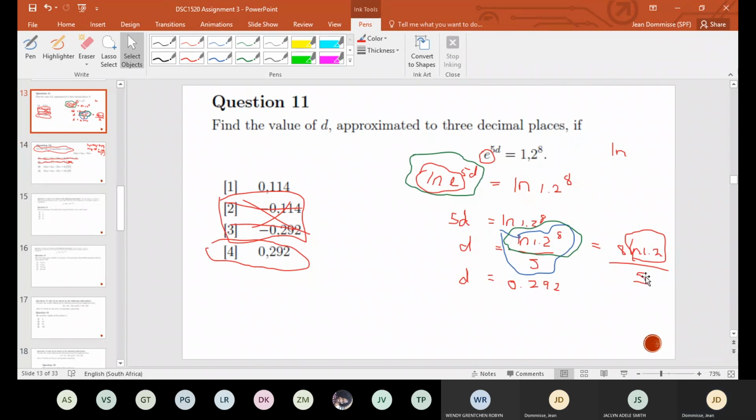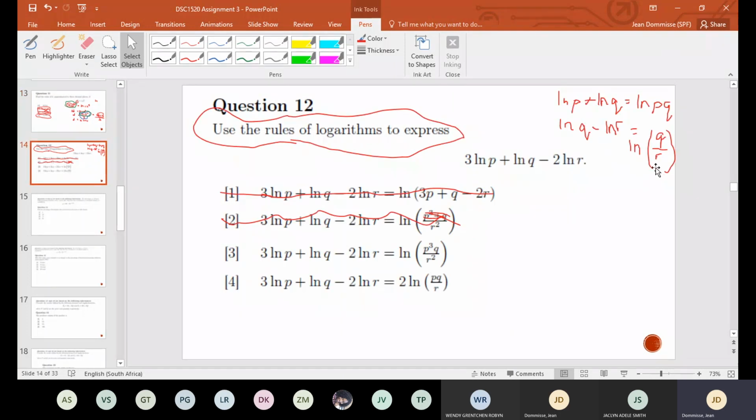And remember, when we worked here, I said ln 1.2 to the power of 8 is the same as 8 ln 1.2. So that is the other rule. So let's write that over. Even before I start doing that, I would have written it in a format nearly as giving me the options.